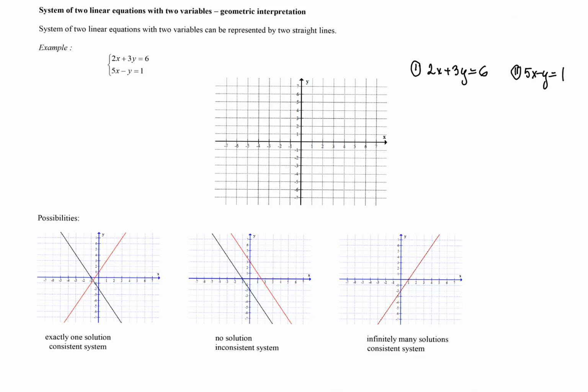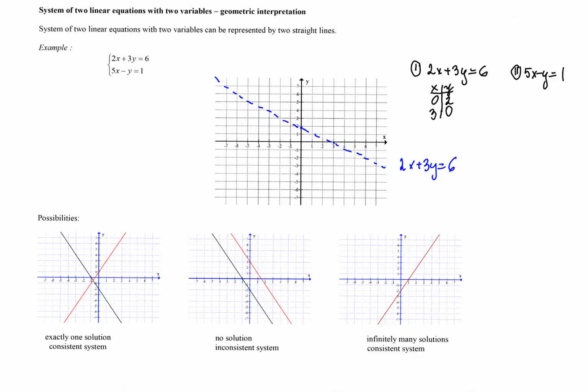So to graph the first line, we can find the x and y intercepts by making either x equal to 0 or y equal to 0. If x is equal to 0, y will have to be 2, and if y is equal to 0, x will be 3. And therefore, the first line will go through the points (0, 2) and (3, 0), and we can graph that line. This line represents all the points that satisfy the first equation. So this is the line where 2x plus 3y is equal to 6.